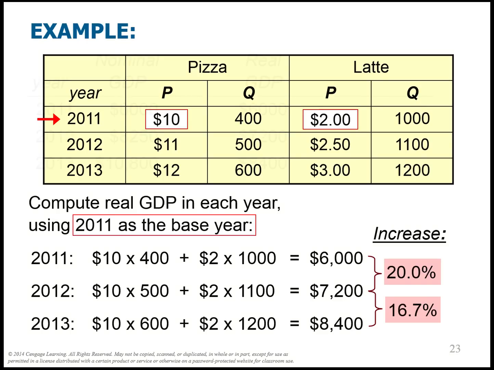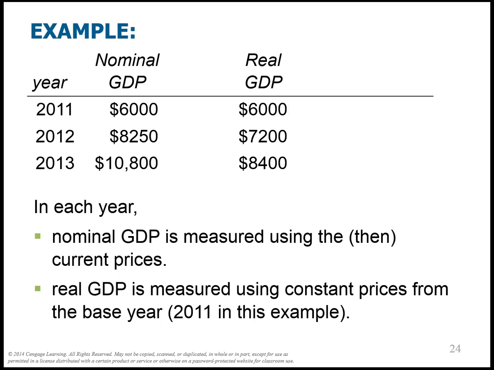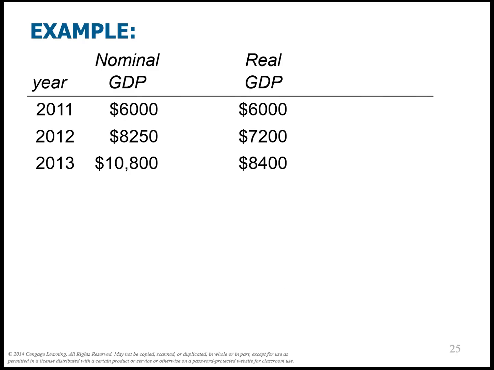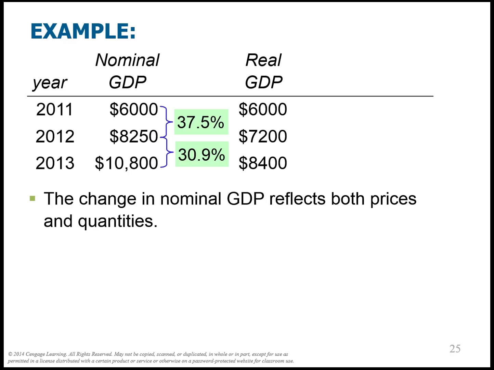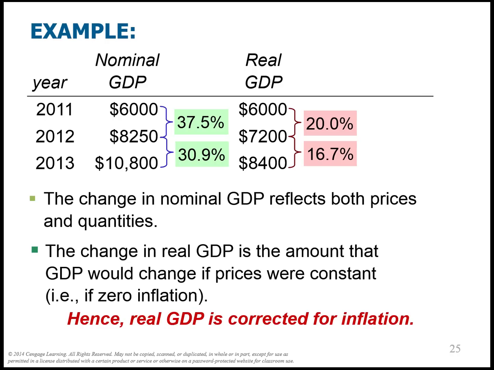Okay, so if we compare, nominal GDP is measured using whatever the current prices are. Real GDP is measured only using the prices from one year. It doesn't matter which year you pick, but you pick a base year and then you use it for all of the GDPs that you calculate. When we have an increase here, that's due to both price and quantity increasing. When I have a change here, that's due to just quantity increasing, as if prices were constant, meaning zero inflation. So that's why we can say real GDP is corrected for inflation.